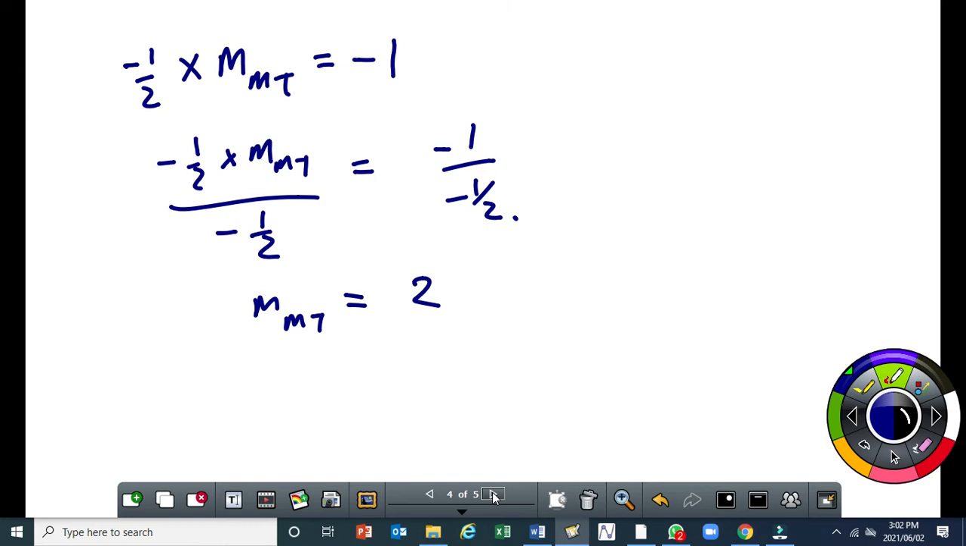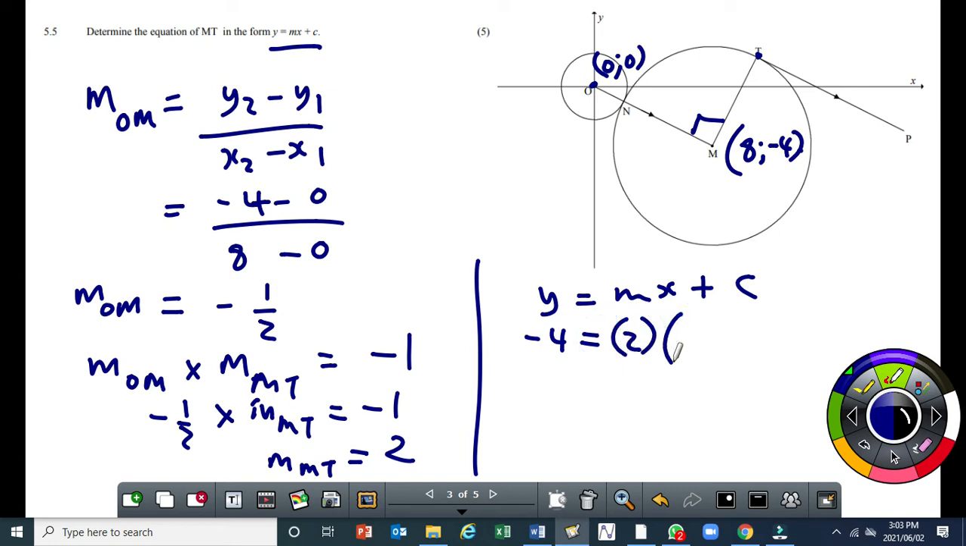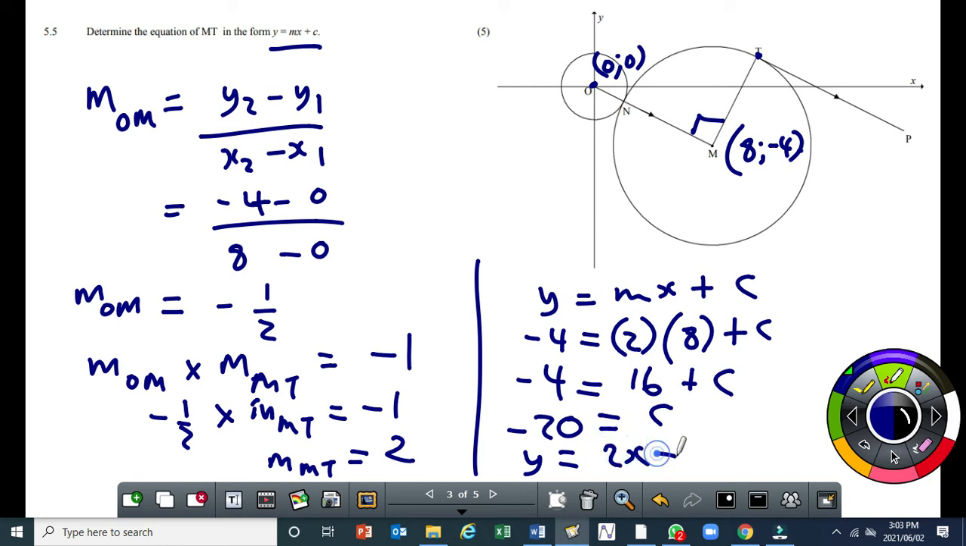Can I move on? Okay. So now that you have the gradient of MT, I have to use point M to determine the equation. So I'll write my equation there: y equal to mx plus c. Where there is y, I'll put minus 4. Where there is m, I'll put 2. Where there is x, I'll put 8. So you get minus 4 equal to 16 plus c. When you take this 16, you get minus 20 equal to c. So your equation is y equal to 2x minus 16.